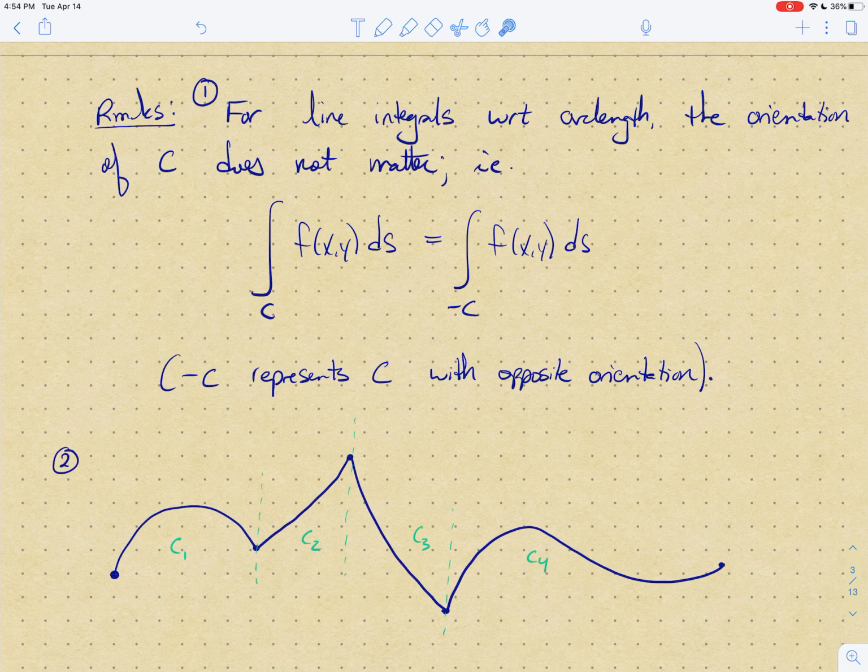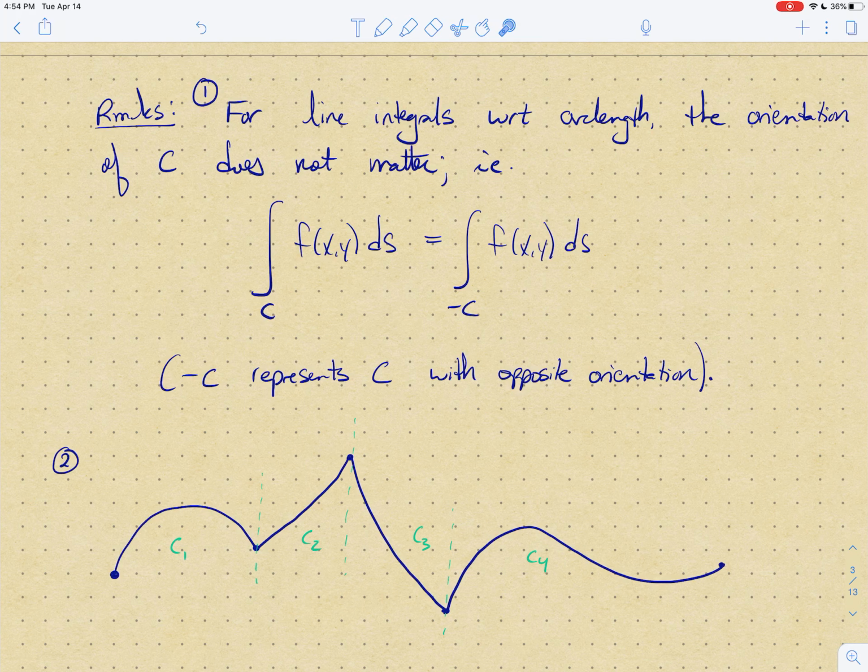A couple of remarks. For line integrals with respect to arc length, this is really important: the orientation of C doesn't matter. So if you want to compute the line integral of f along C, it's the same as the line integral of f along minus C, where when I write minus C, I mean the same curve but with the opposite orientation. So for line integrals with respect to arc length, orientation doesn't matter.